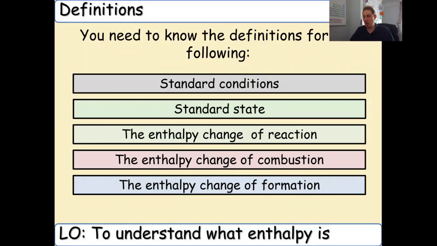You need to know these definitions. The definitions for standard condition, standard state, enthalpy change of reaction, enthalpy change of combustion, enthalpy change of formation. You need to just know them, learn them. Flashcards. This is a perfect flashcard use here.